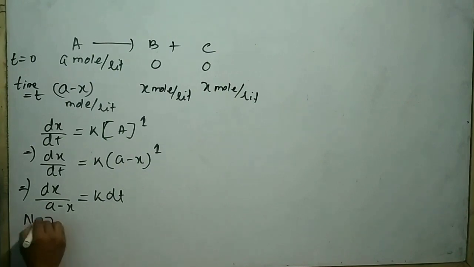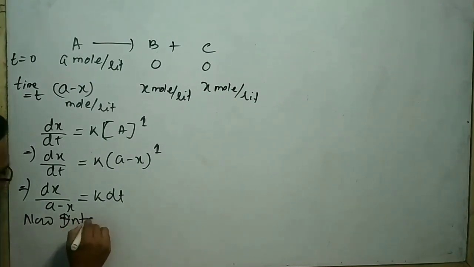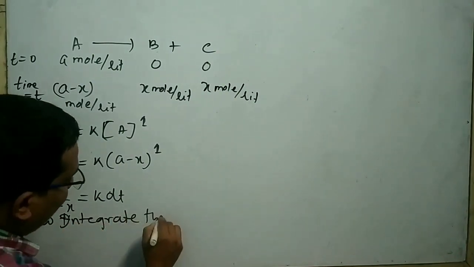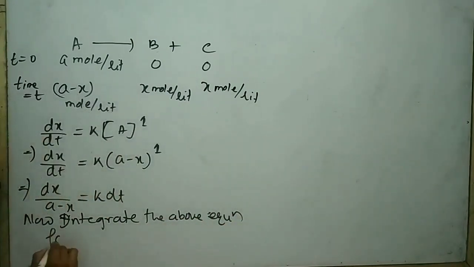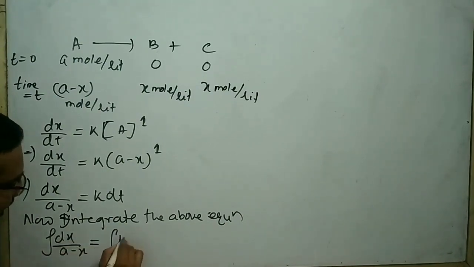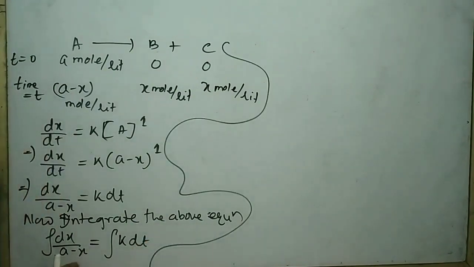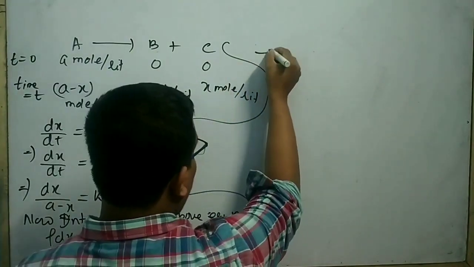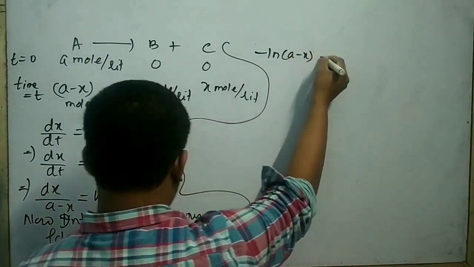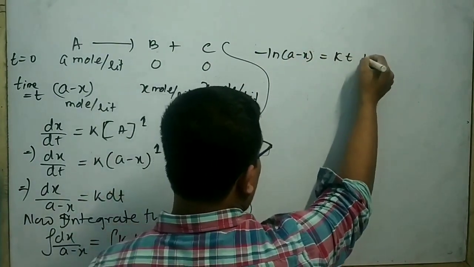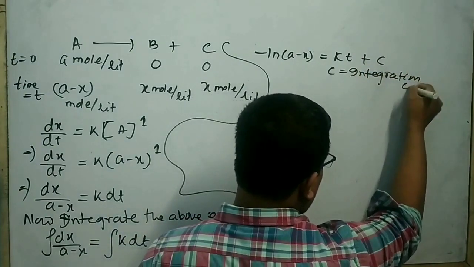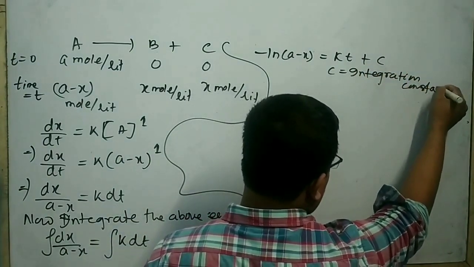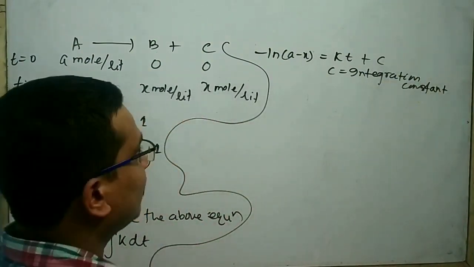Now integrate the above equation. Then I can write integration of dx by (A minus X) equal to integration of K dt. Now solve the integration. Then I can write minus ln (A minus X) equal to KT plus C. Here C is the integration constant. Our aim is to find out the value of C.